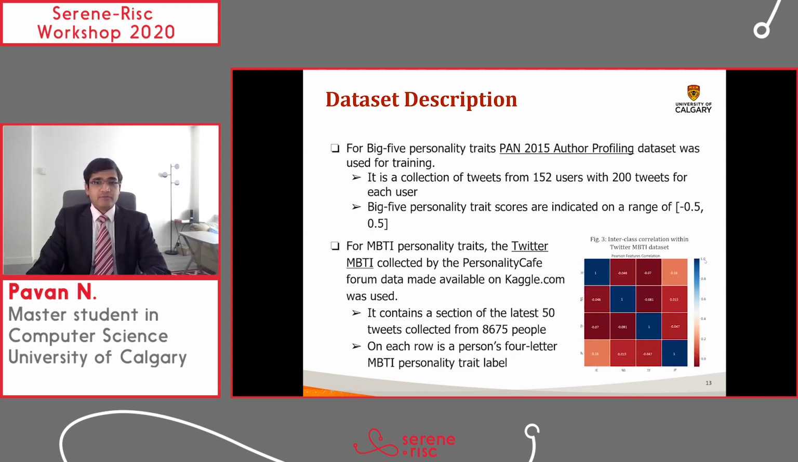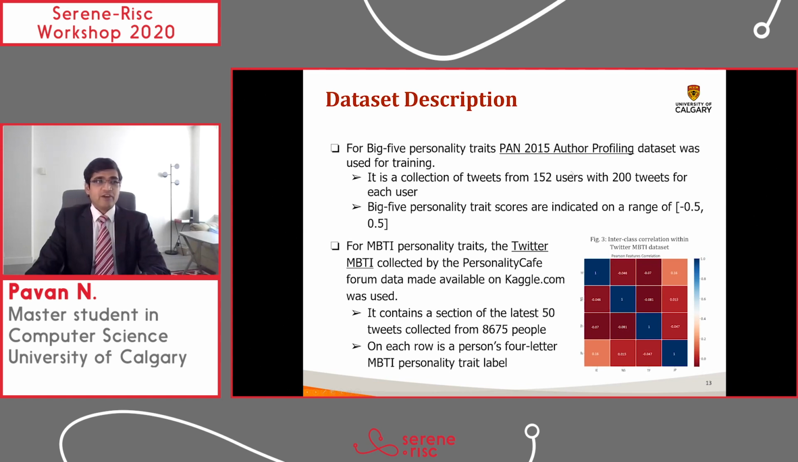For the data set, for MBTI personality traits, or the 4-dimensional personality traits, we use the Twitter MBTI data, which was collected by Personality Cafe Forum and made available on Kaggle. This has data from 8,675 users, and each of them has 50 tweets per user. And on each row, we have the 4-letter MBTI representation.